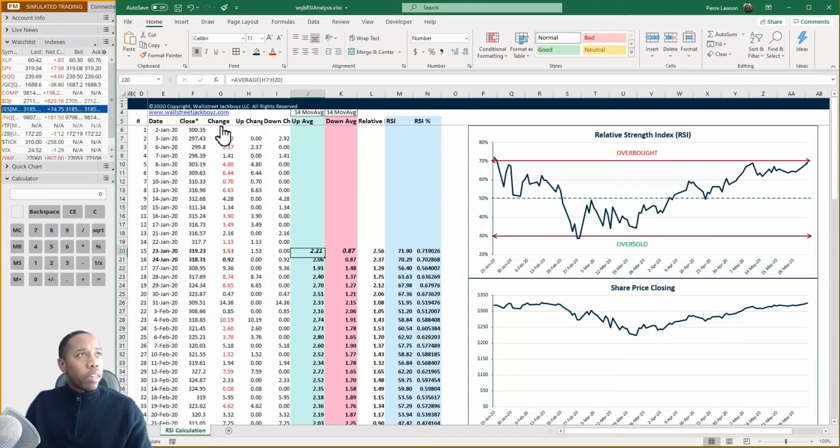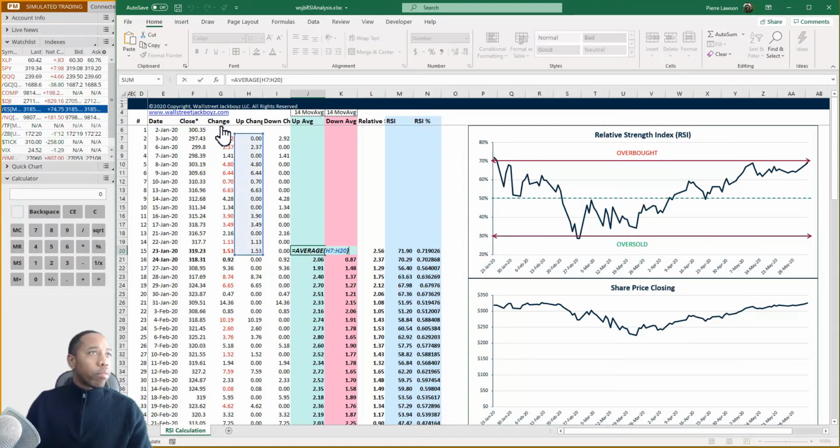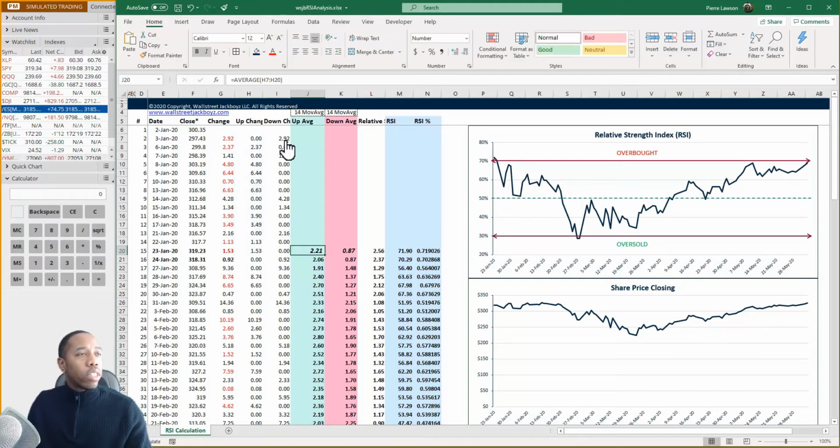The next one here is going to average out 14 days. So we're going to take the 14 days we have right here and average them out. We just did an average formula here, average up 14 days. That's going to give us the average of all the up days within that 14 day time frame. And then the down average column here is going to do that for the down days. It's going to average them out. So this is how we're going to get that nice strength in here, because we're just averaging it all out.